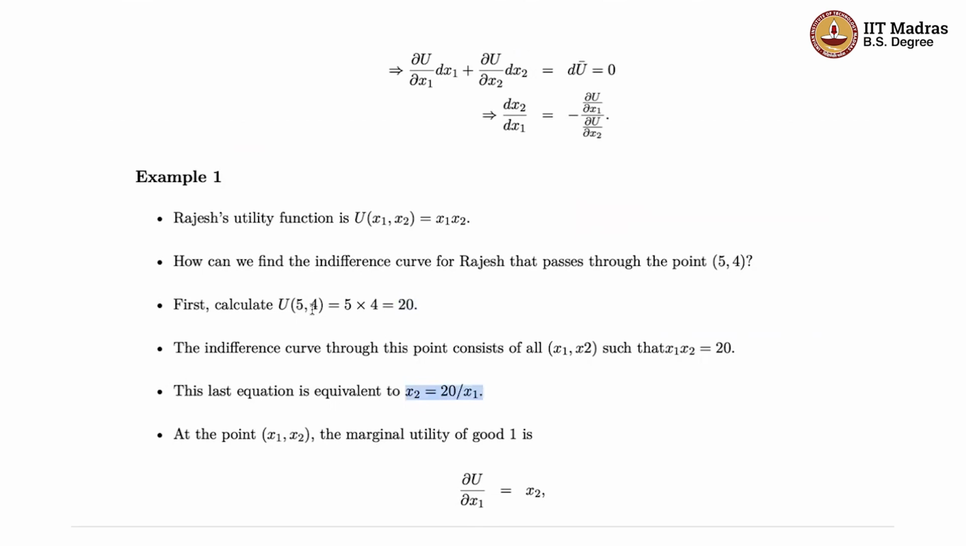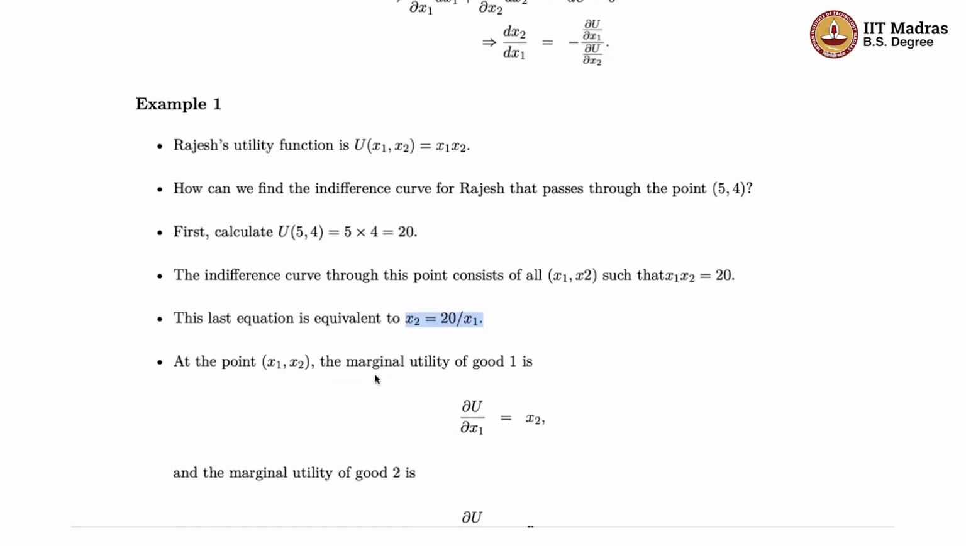Of course, if you have a different point, let's say 7, 4, then the equation would look like x2 is equal to 28 by x1 and so on, right? Okay. How do we find out the marginal utilities? Well, remember, that's the partial derivative. So at the point x1, x2, what's the marginal utility of good 1?